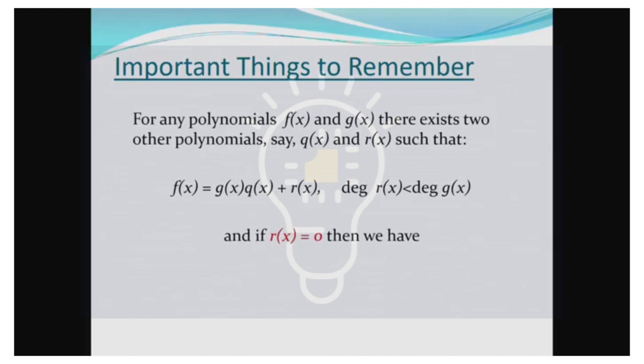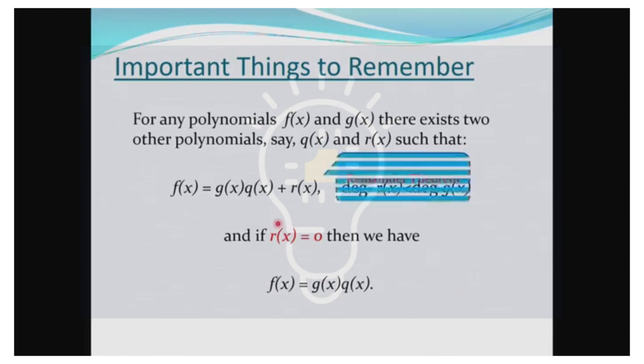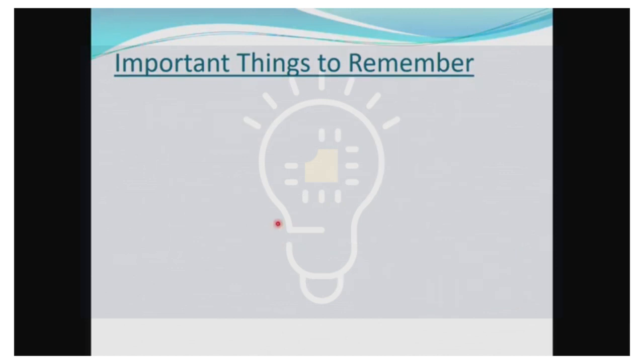Again, if r(x) is equal to 0, then we have f(x) equals g(x) times q(x). Now this g(x) is a factor of f(x) and q(x) is a factor of f(x) if the remainder is 0. Then that's our factor theorem.